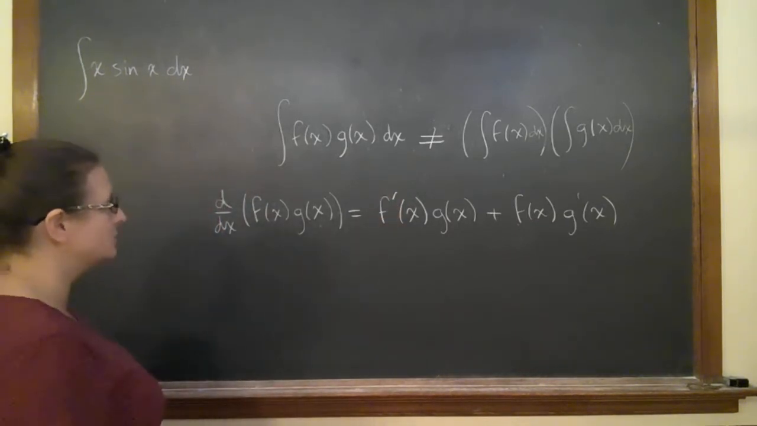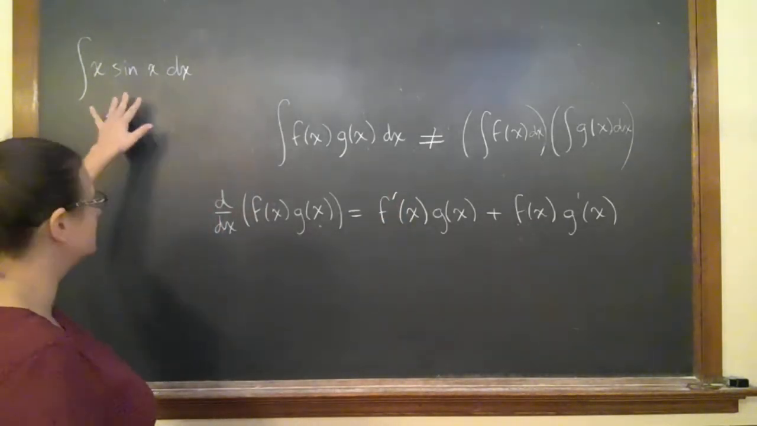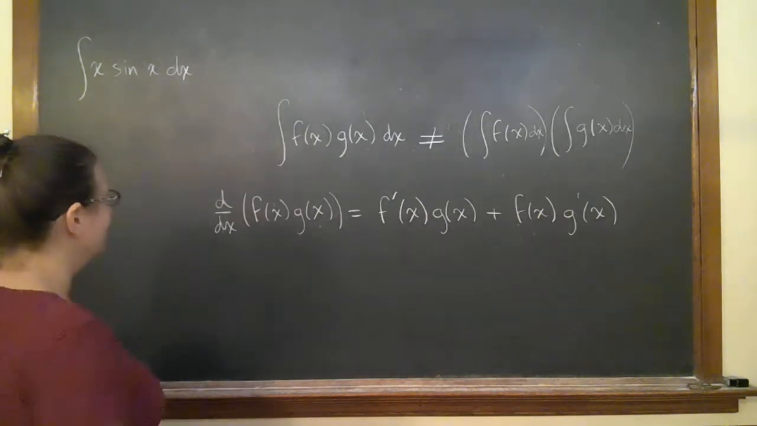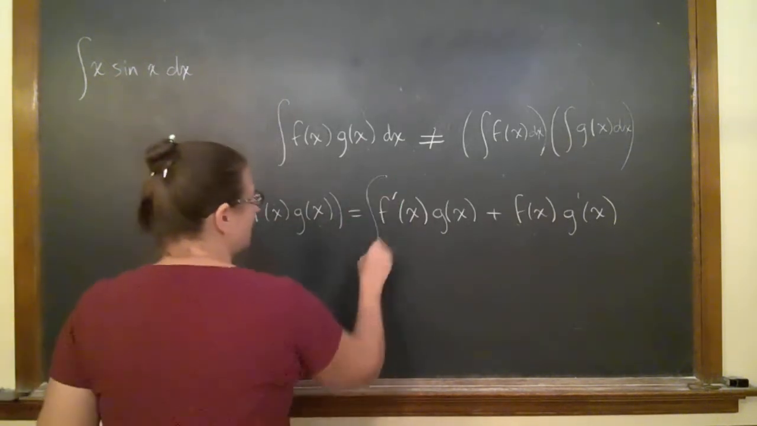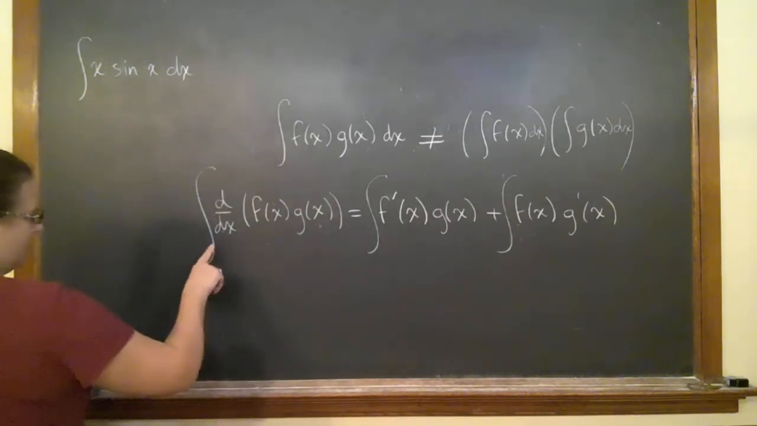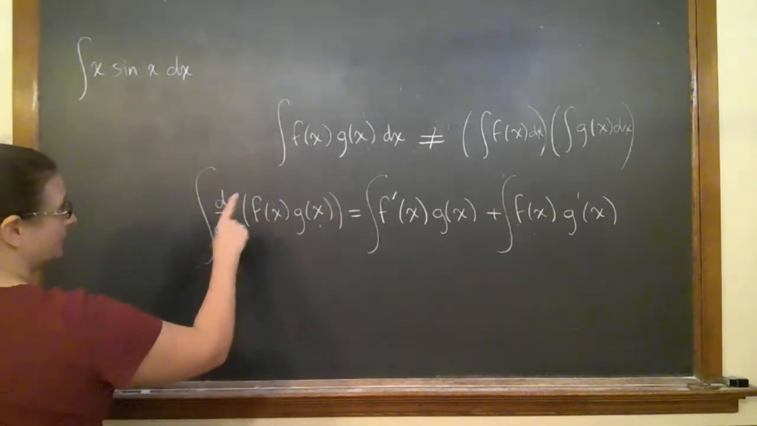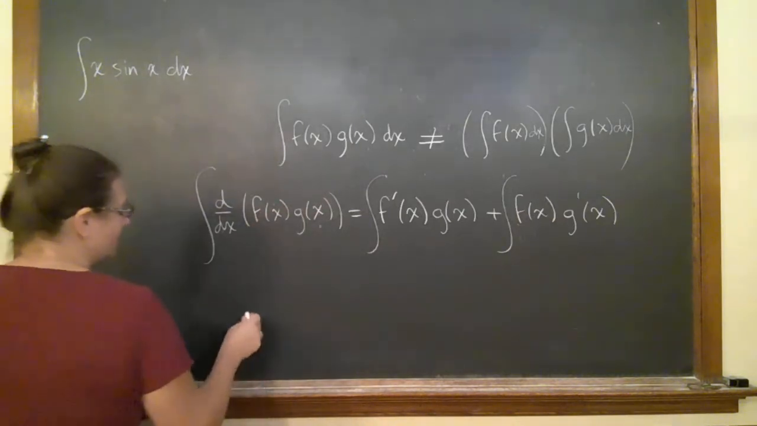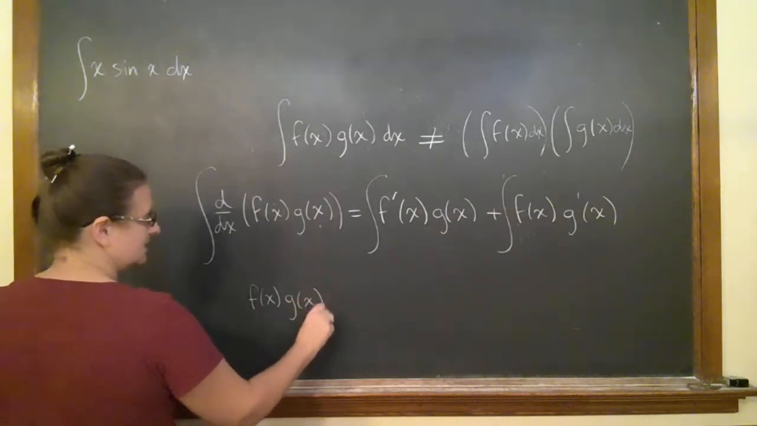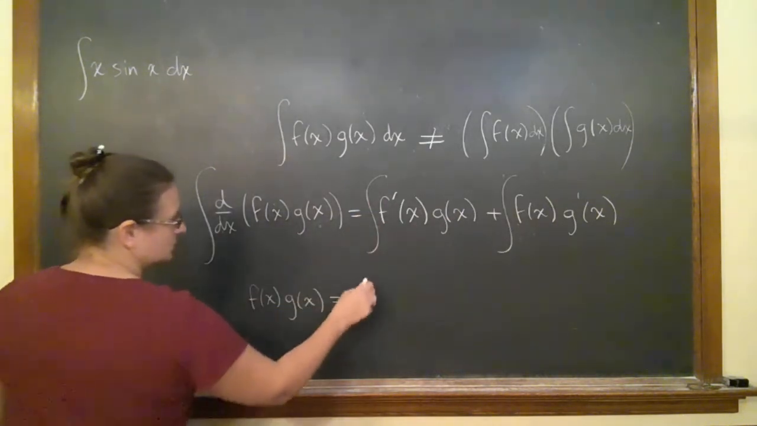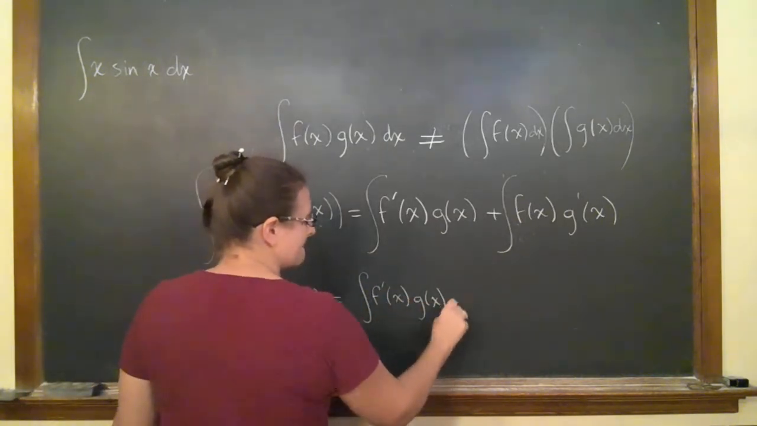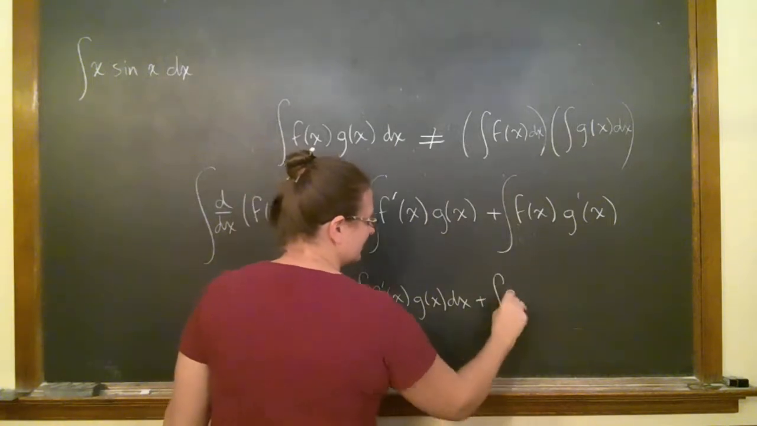Okay, so how do we do this? How do we get what we're supposed to do? It comes out pretty quickly from this product rule. If I just take the integral of everything here, by the fundamental theorem of calculus, the integral of the derivative is just the function itself. So I get f of x, g of x is equal to those two. So I'm going to rewrite these two real quick, and write them properly.